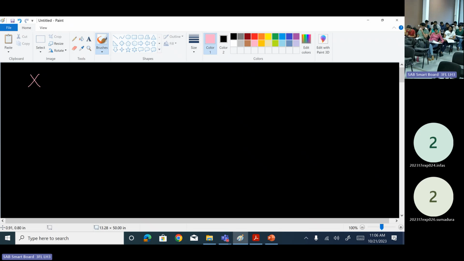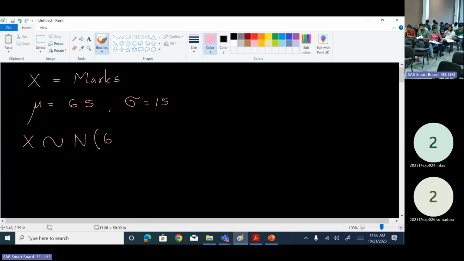So first we have to define the variable. Here it is marks. They haven't mentioned that it is normally distributed, but marks is a normally distributed variable. Mean given, mu is 65. Standard deviation given, 15. We know this is a normal variable, so its values are normal, with mean 65 and standard deviation 15. Whatever is given in the paragraph, I have noted down.